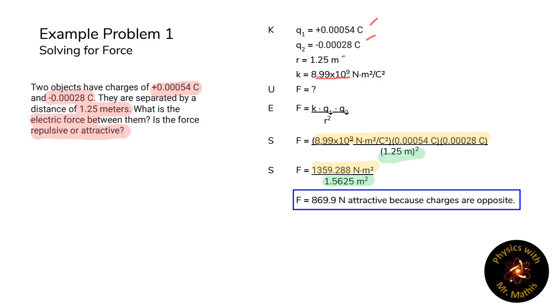The second part of our answer is that we know the force is attractive between the objects because the charges are opposite. Back in the beginning, we had one positive and one negative charge, so we know they'll be attracted.